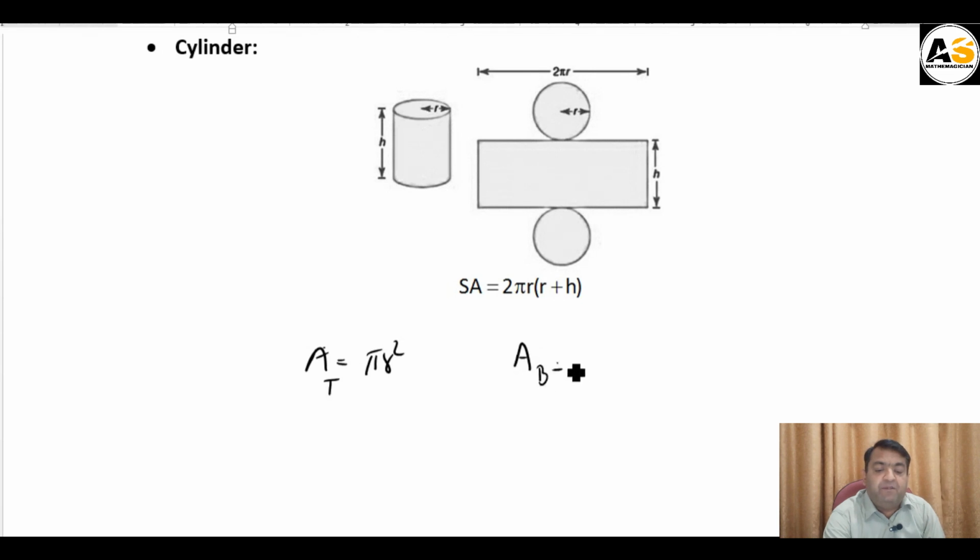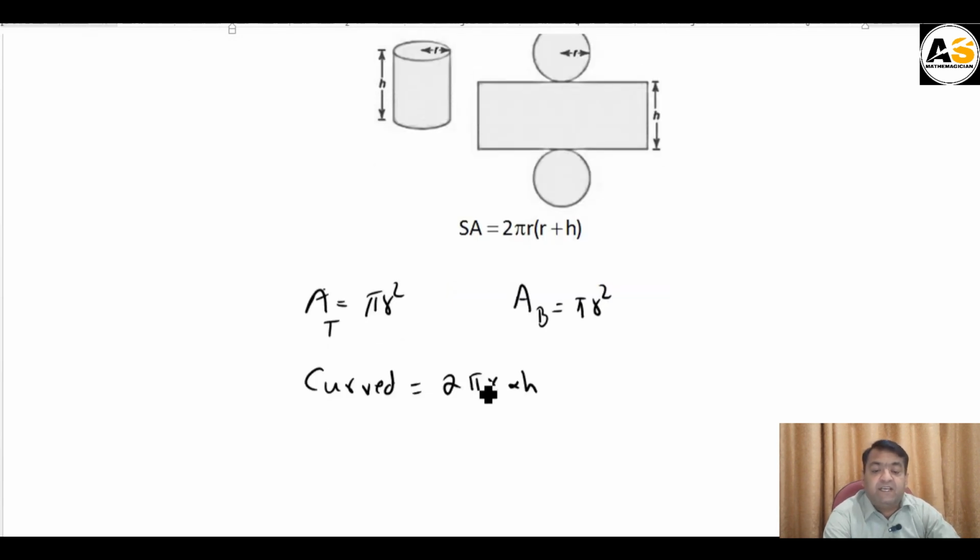It will again be pi r square. And this curved surface, if we cut and straighten it, forms a rectangle whose width is the height of the cylinder, and whose length is the circumference of the top, 2 pi r. So the curved area will be 2 pi r multiplied by h.